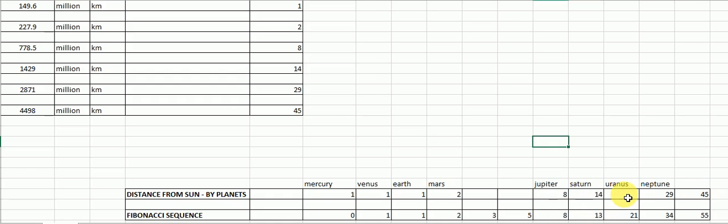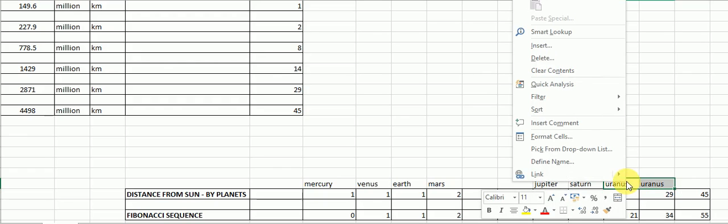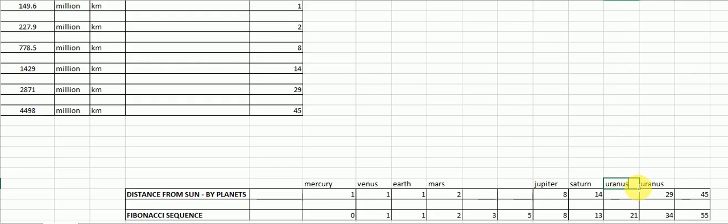And then Uranus's distance. Hang on a minute, I wrote this wrong. Uranus should be over here. There's actually one missing here. There's actually one missing there. And Neptune should be here. So I've noticed that that's kind of bang on. That's 29, only 5 away. Again, error in the orbital distance or variations in the orbital distance.